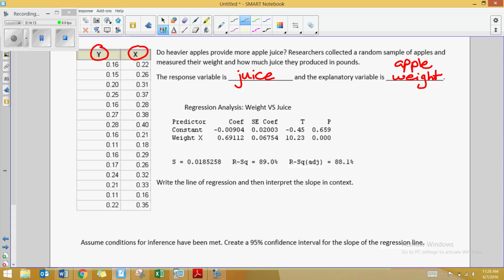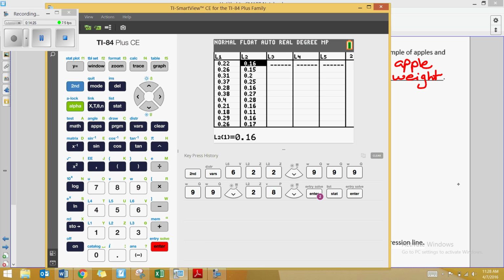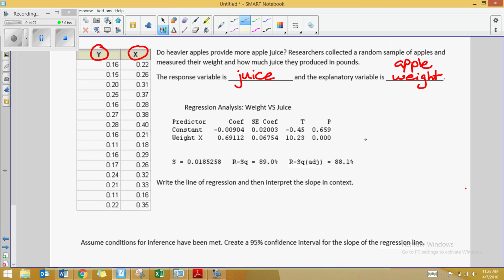Okay, we have the raw data, and we also have our computer output. I've gone ahead and entered the raw data in here to show you something at the end of the problem, but for right now, we're just going to stick with the computer output, since that is the AP preferred style of question for this chapter. Okay, we want to write the line of regression. I'll go a little bit faster for this one.